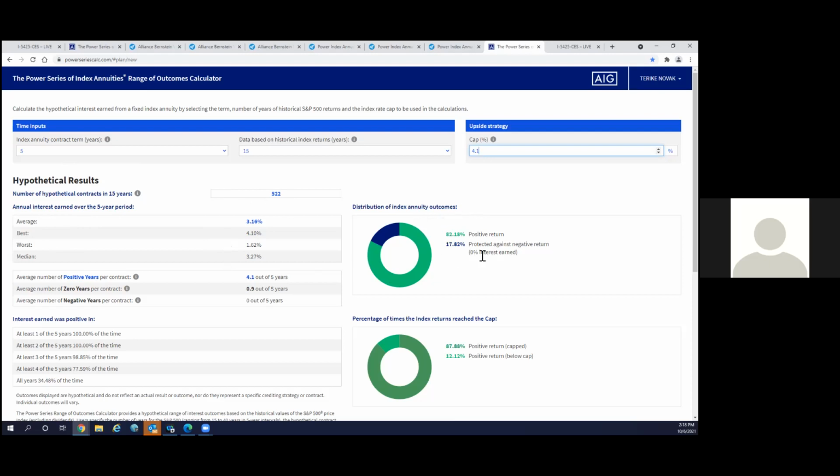82% of the time we had a positive outcome. The percentage of times that we hit the index cap was almost 88%. What does this tell you?